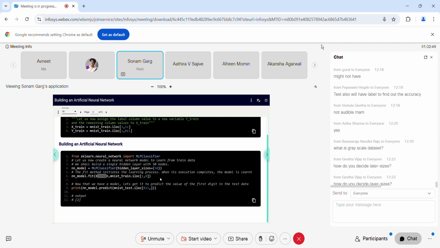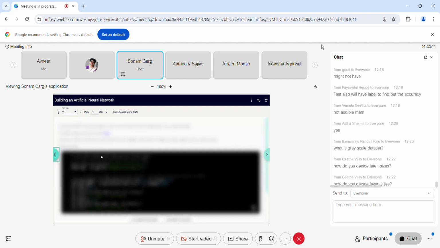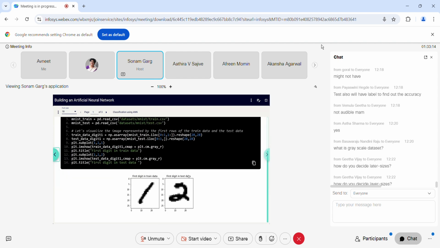Now, once your model is fitted, then we can go for prediction. From the test data set where we didn't have the labels, pick up the first row. When you give the first row to this model, it predicts the number. So the model has learned that the label for this first row is 2. And in the previous page, we have already checked that the first digit in our test data set was 2.